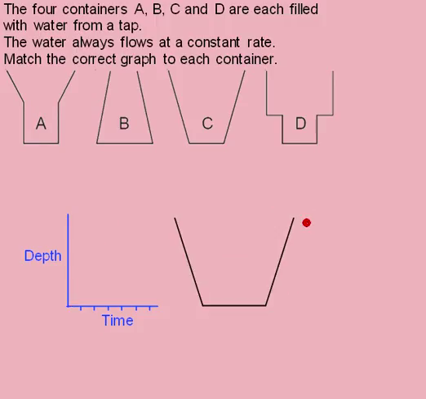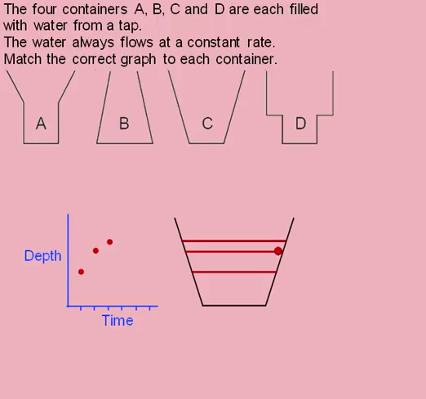This is the second type of container. After 1 second, the water level will be here, and I can plot this on the graph. Because the container gets wider, after 2 seconds, the depth won't be double because there's more room to fill here. I can plot this like this.